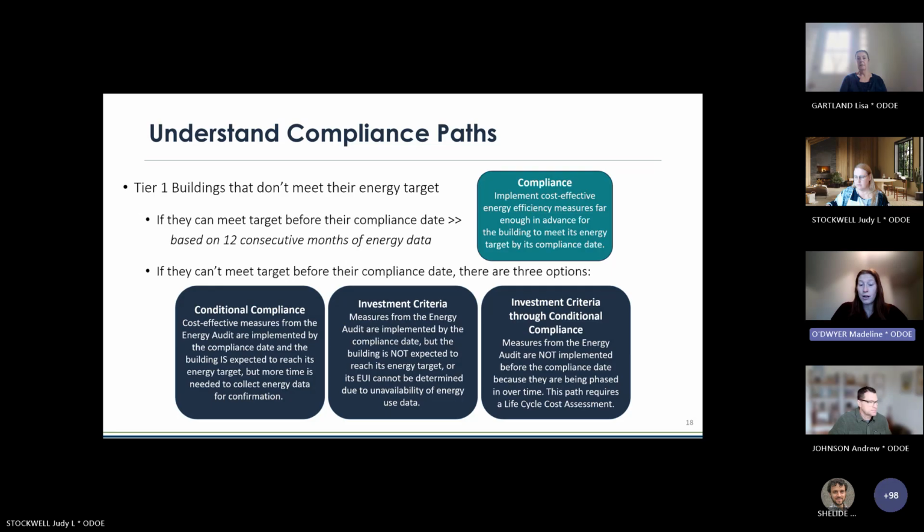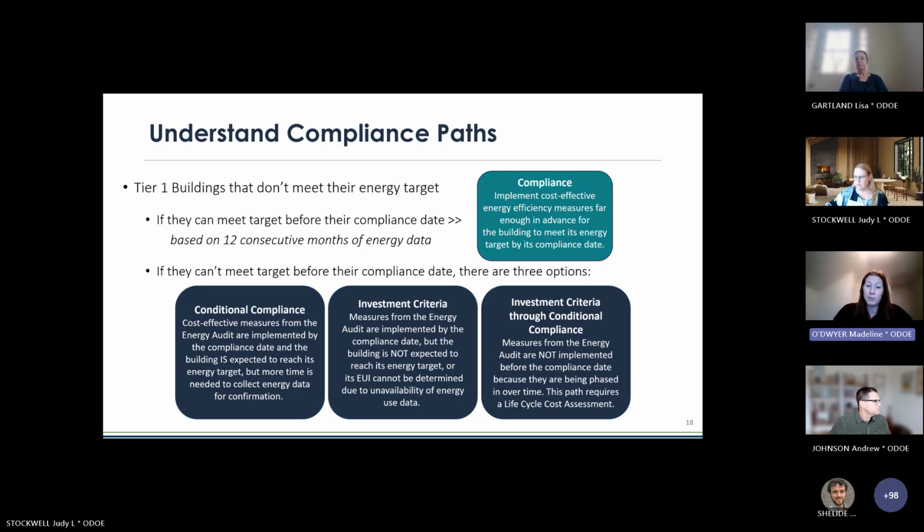So let's say your energy efficiency measures show you need a new boiler and you need to complete an updated envelope to your building. But your boiler is supposed to go out in 2 years anyways. This is a way for you to make sure that these energy efficiency measures are cost effective, and you won't meet your compliance date, but you know what you need to do. And so you implement those energy efficiency measures after the compliance date.